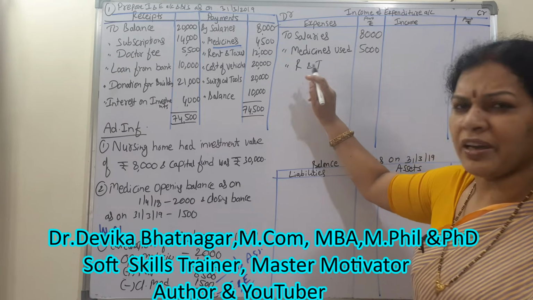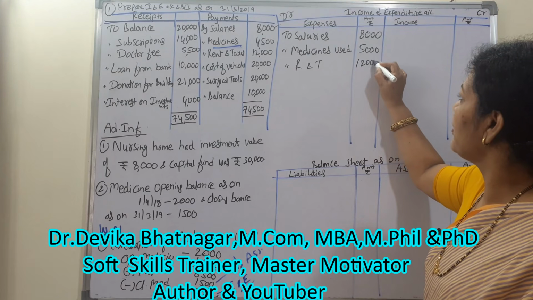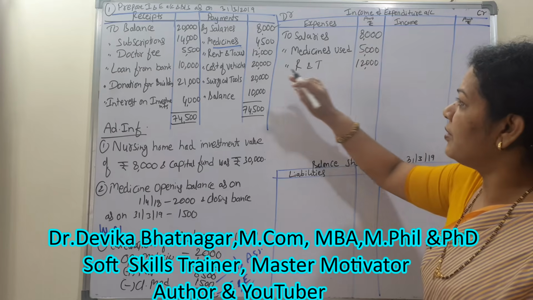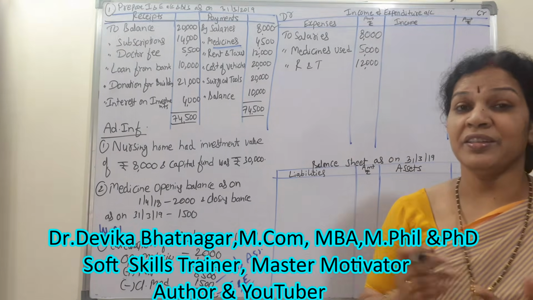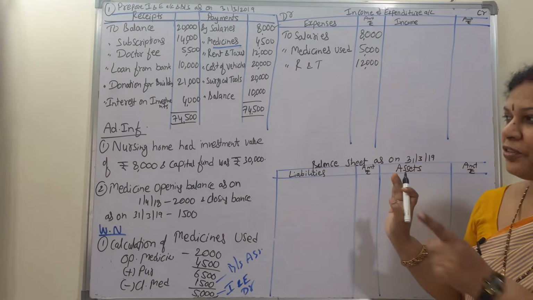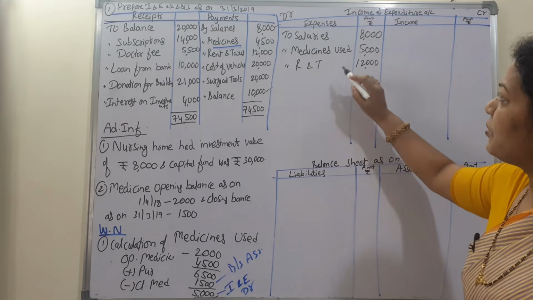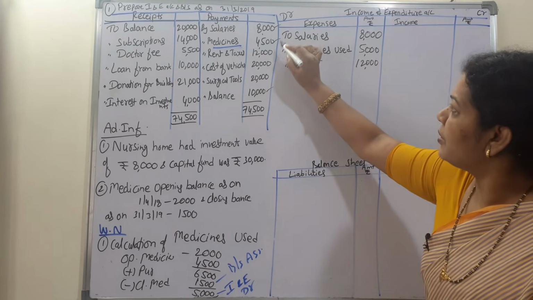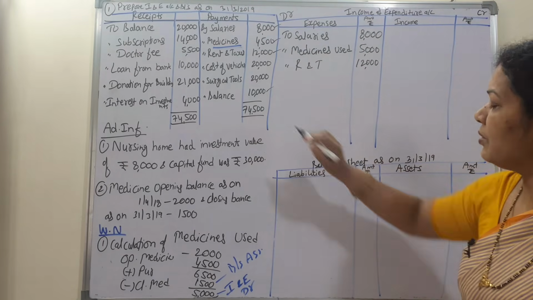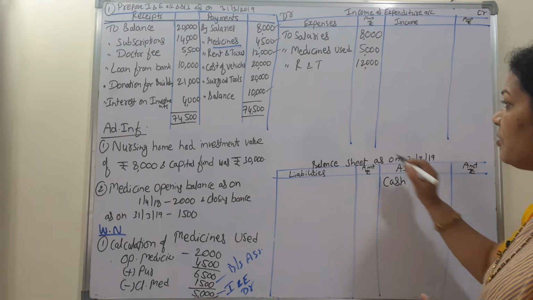Next, rent and taxes. R&T means rent and taxes. It is 12,000. Next, cost of vehicles. It is an asset. So we'll take it into the balance sheet. Balance sheet first will start with cash. Medicines used is over. Rent and taxes is over. First we'll start with cash. Cash is 10,000.